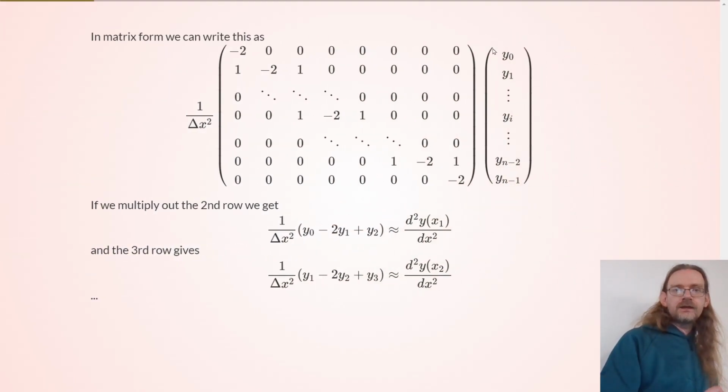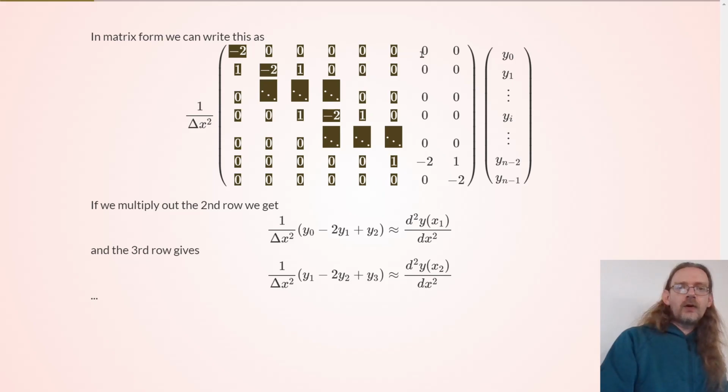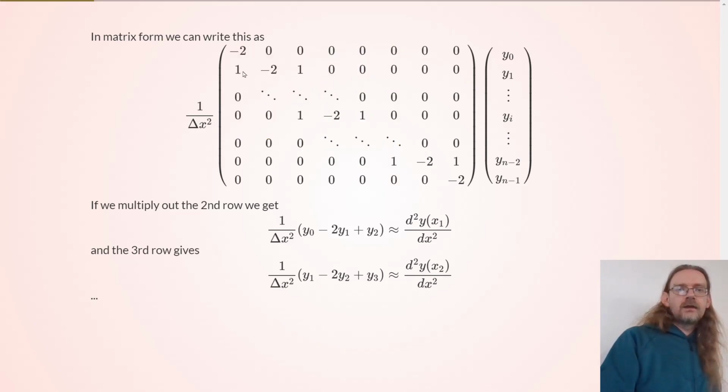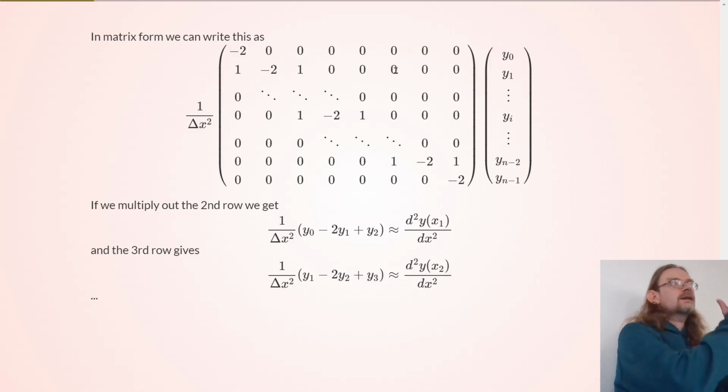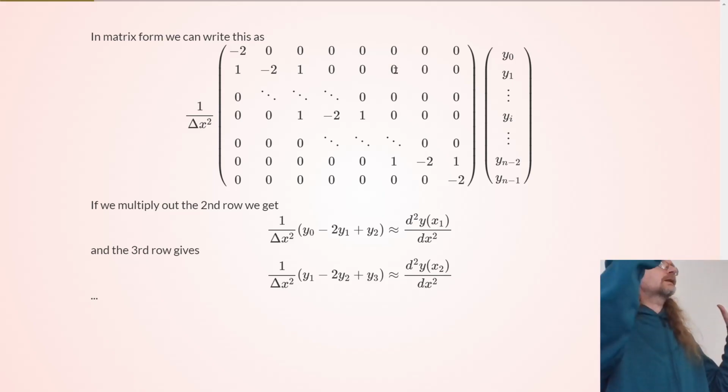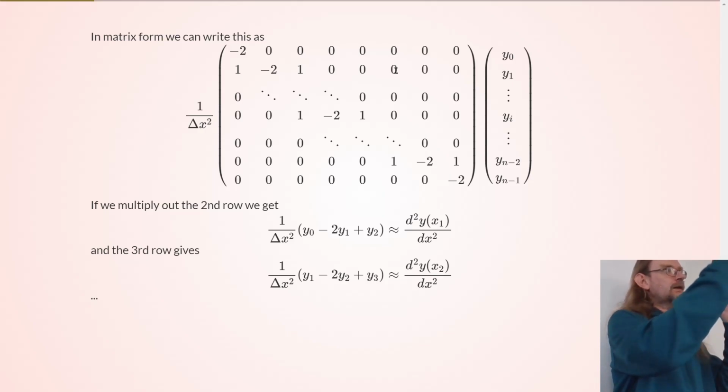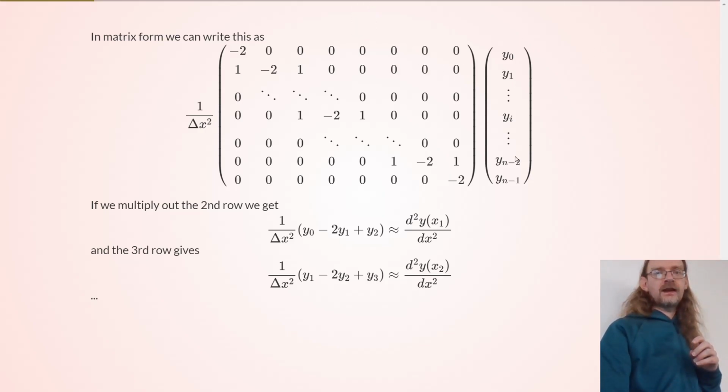So I can write this in matrix form. Ignore the top and bottom rows, but this second equation, this second row here, is going to read x0 minus 2y1 plus y2 divided by delta x squared. That's going to be the value in the second row once I multiply this out.